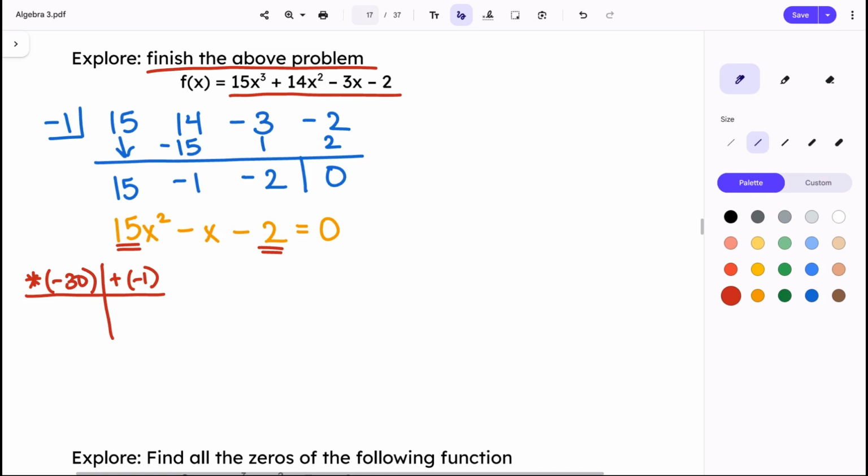6 and 5. Which one's negative? 6. So now we're going to factor this, but we split that middle term. So we're going to write 15x squared, and I'm going to put the 5 first, just because I know that'll go in with the 15 nicely. And then minus 6x minus 2.